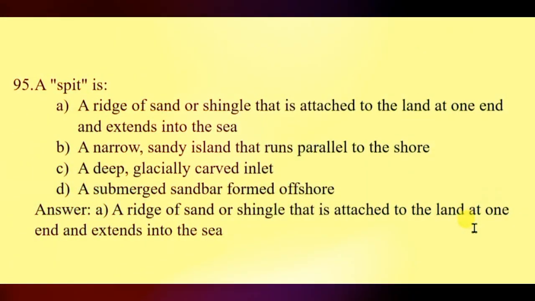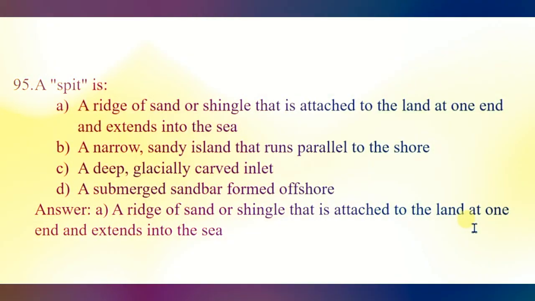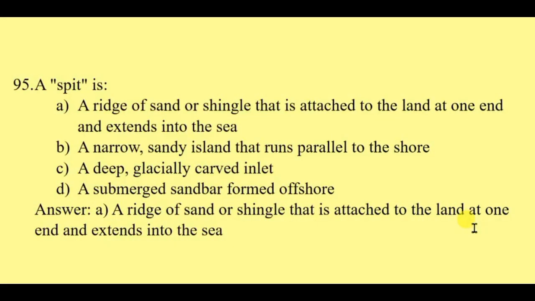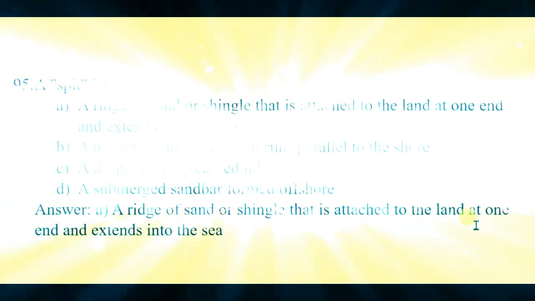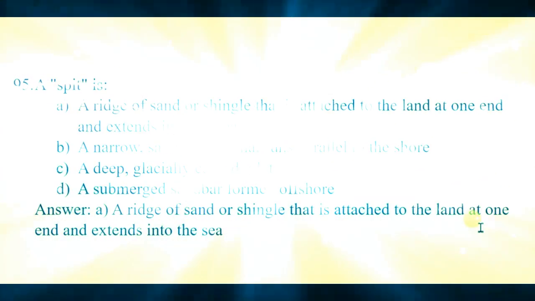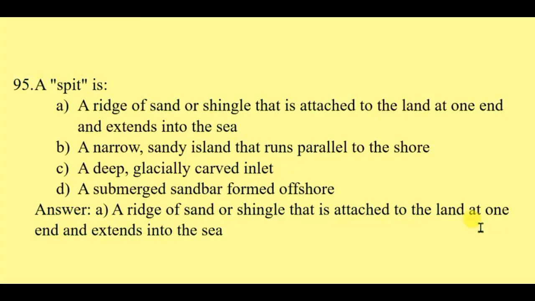Question 95. A spit is a ridge of sand or shingle that is attached to the land at one end and extends into the sea, a narrow sandy island that runs parallel to the shore, a deep glacially carved inlet, a submerged sandbar formed offshore. Here the correct answer will be a ridge of sand or shingle that is attached to the land at one end and extends into the sea.